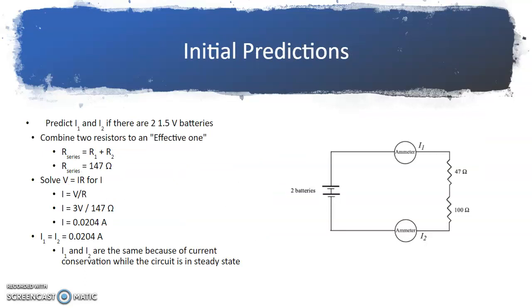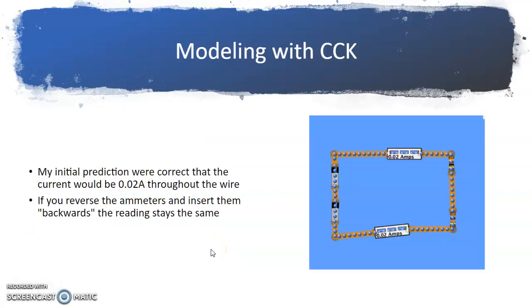For the initial predictions, as you can see, I have the RC circuit set up here. Predict I1 and I2 if they're two 1.5 volt batteries. Here's basically what I did to do that. I just used R equivalent to find the series resistance, and solved V equals IR to get the current for I1 and I2.